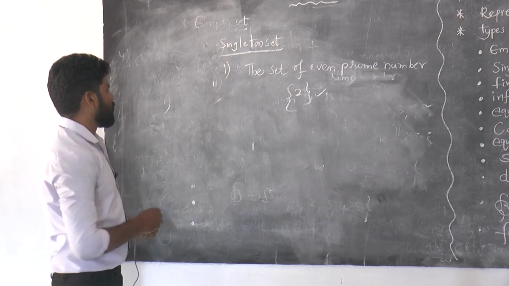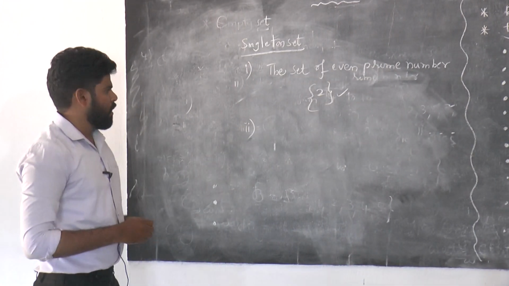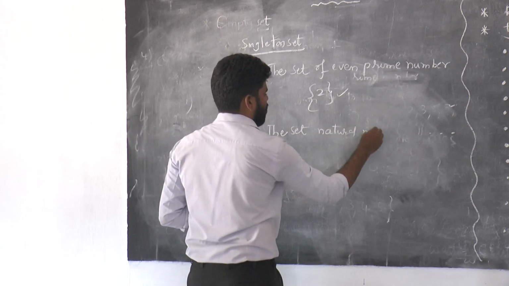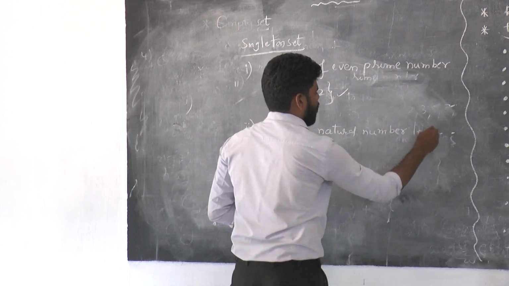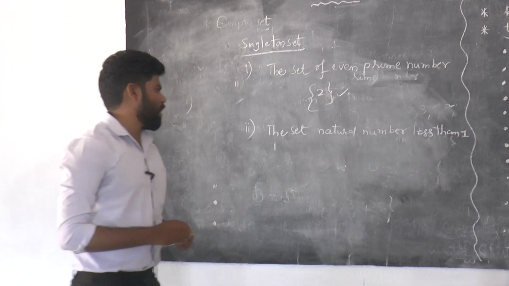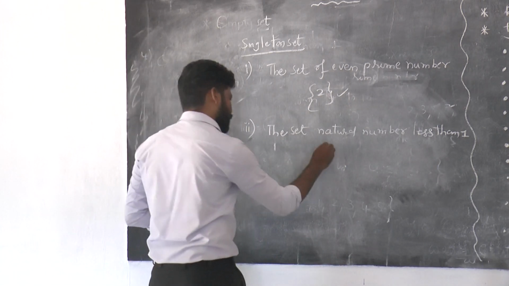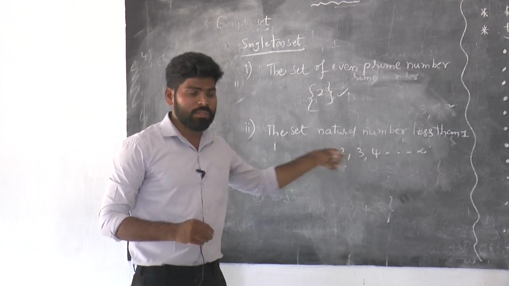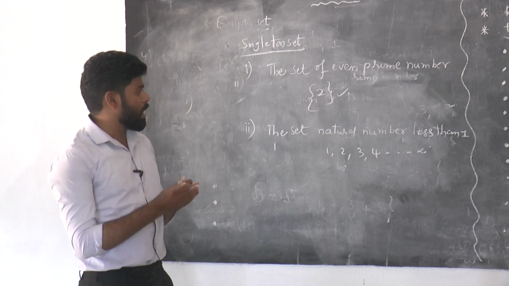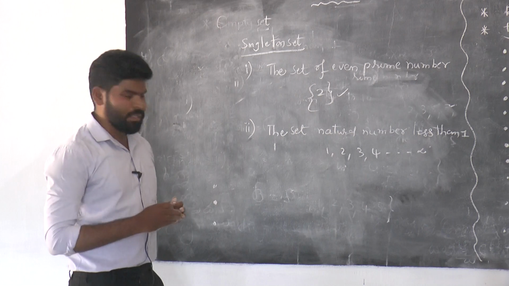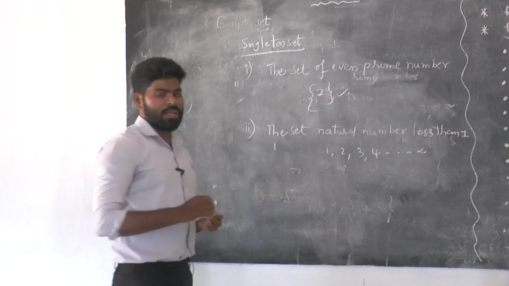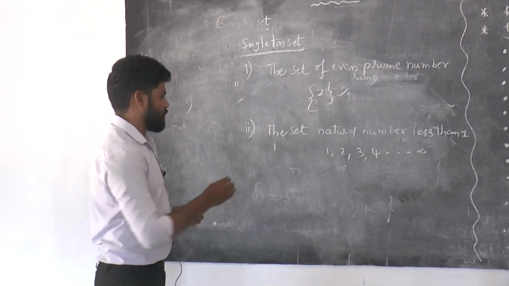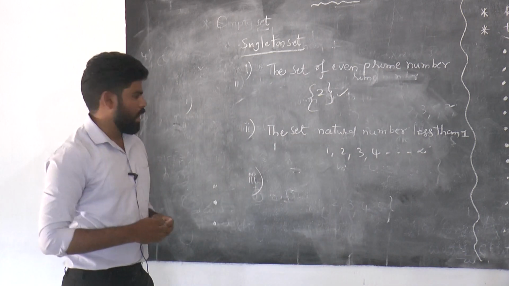Let's take one more example: the set of natural numbers less than 1. Actually, natural numbers start with 1, 2, 3, up to infinity. There is no natural number less than 1. So this does not belong to the singleton set. Why? Because there is no element. Let's take another example.